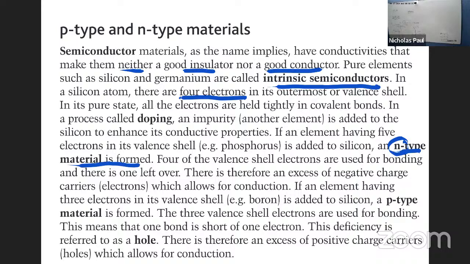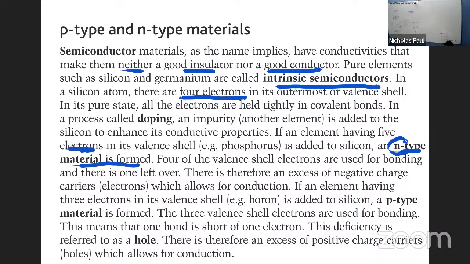Something with 5 electrons has just been added. So it has 4, and you add something with 5. So when these 4 bond, what will happen? You will have an extra electron, right? So now you have an extra electron, so we call those N-type. Whenever you have more electrons, N-type.